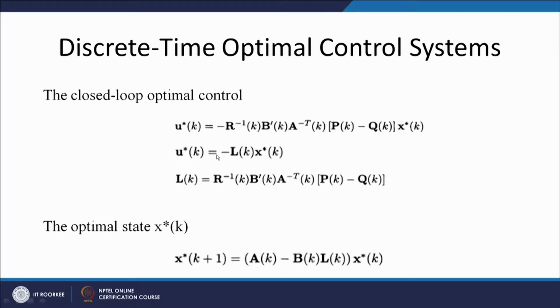L is nothing but my controller gain, which I use in my closed loop system as A k minus B k L k, because L k x k is nothing but my u k. So, in x k plus 1 equals A k x k plus B k u k, I replace u, and I get the closed loop system equation x star k plus 1 equals A k minus B k L k x star k. Now my new system matrix is A k minus B k L k. So, by properly designing L k, I can have my optimal control.